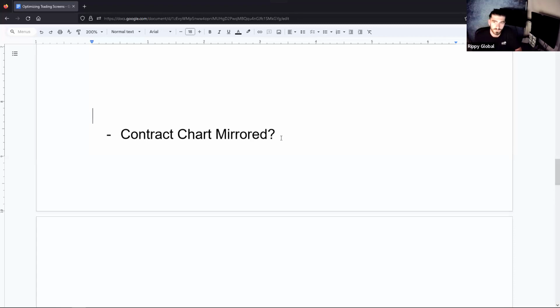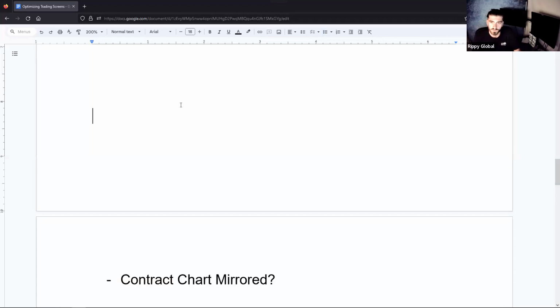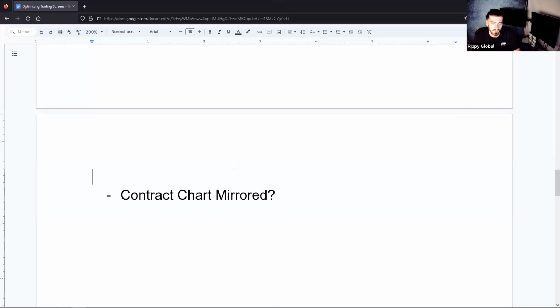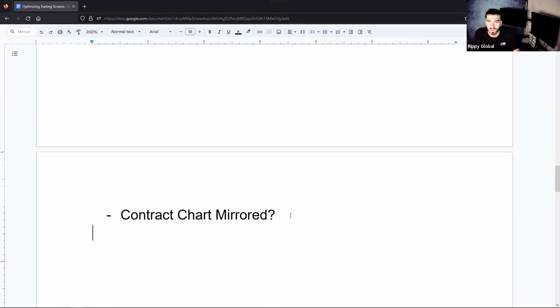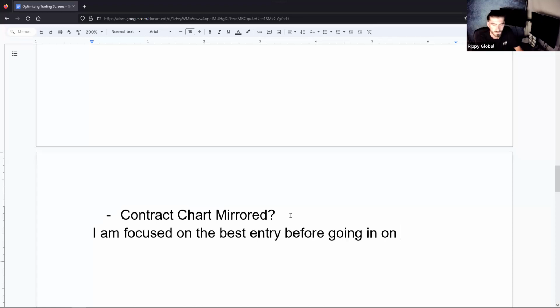And what I mean by that, so when looking at the contract chart, I'm going to put this on a whole other page. The contract chart is not there to tell you when to sell or when to buy. From my perspective, when I use the contract chart, I'm focused on, and I'm going to type this before I say it just so I don't misspell any words. So when I'm looking at the contract chart, I'm focused on the best entry.